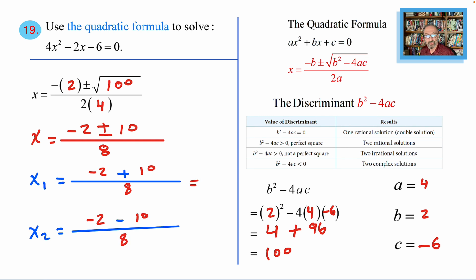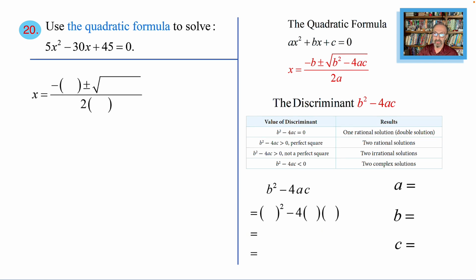First one, negative 2 plus 10 is 8. 8 over 8 is 1. That's my first answer. Second one, negative 2 minus 10 is negative 12 over 8. They both divide by 4. Divide 8 by 4 is 2. Divide negative 12 by 4 is negative 3. So that's negative 3 over 2. That's my second answer. That should do it for number 19. Number 20. Last one.